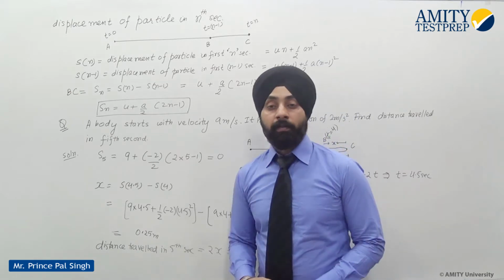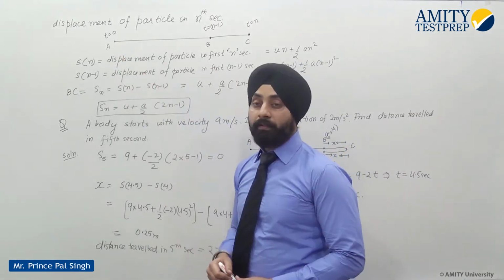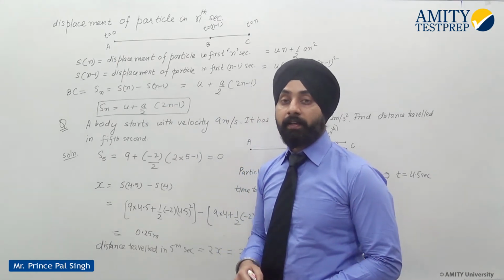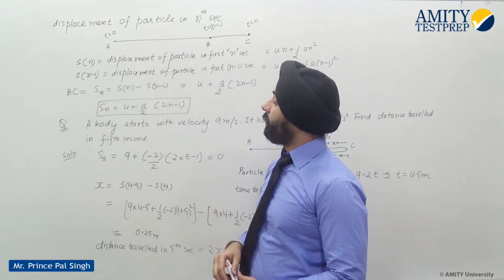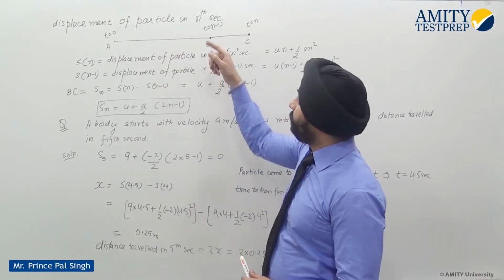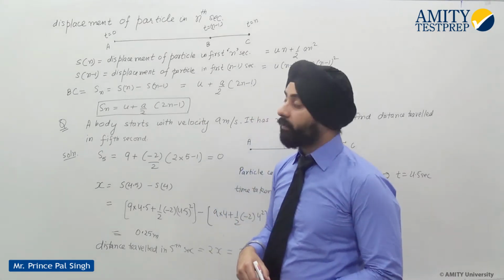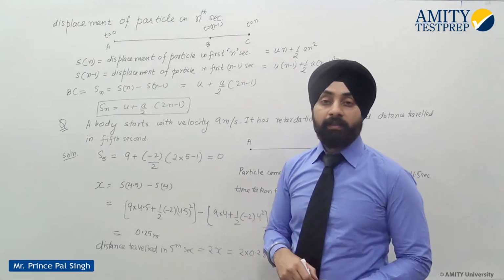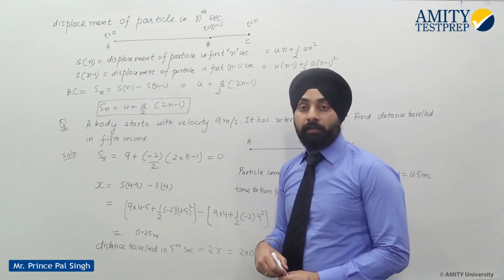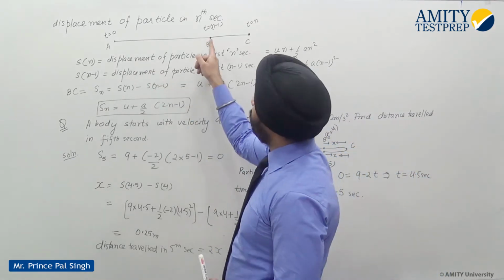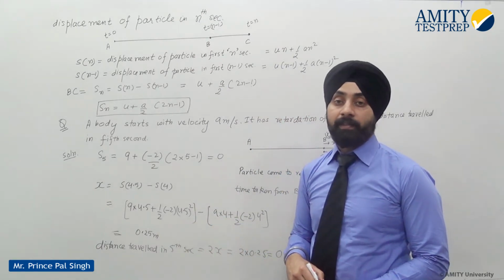So what do we mean by nth second? Let's say the particle is moving in a straight line and A is the starting point, and it moves from A to B, and at B the time is n minus 1 second, and at point C the time is t equal to n second. The displacement of the particle from A to B is the displacement of the particle in the first n minus 1 seconds.